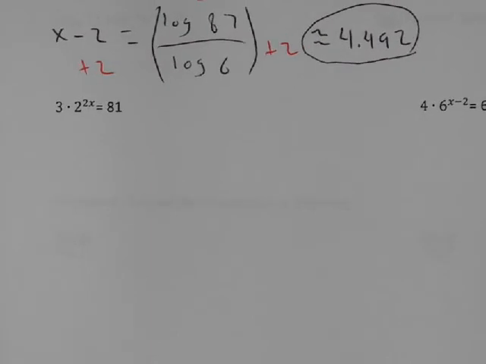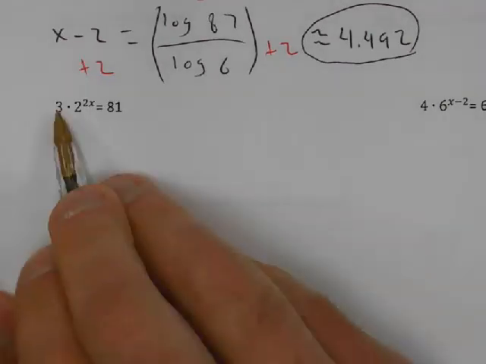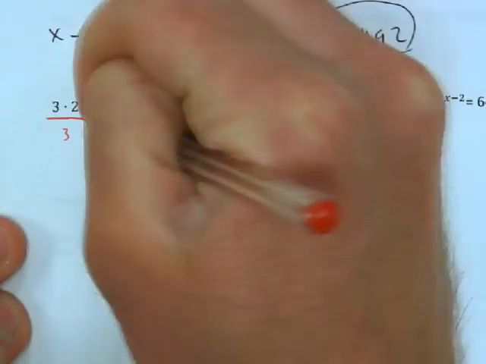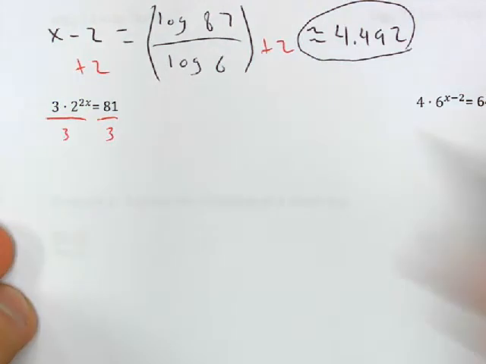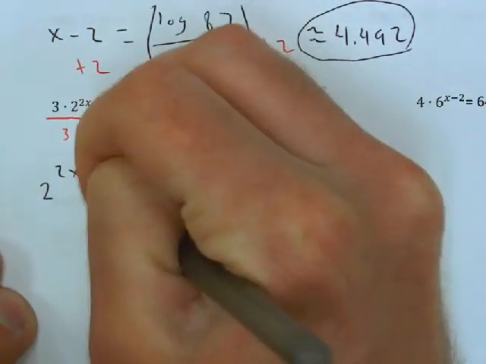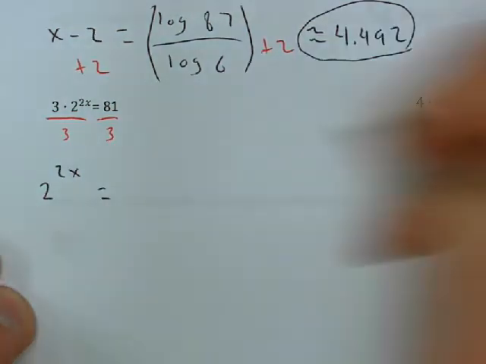All right, so here we've got 3 times 2 to the 2x equals 81. Okay, so since our variable's in the exponent, we are going to want to take the log of both sides, but I got 3 times this stuff. Well, let's get rid of the 3 first. Okay, and when I do that, we get 2 to the 2x equals, and then 81 divided by 3 is just 27.